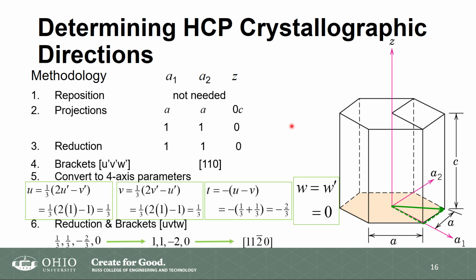So again, for the hexagonal closed pack, because of the fact that we don't have our traditional X, Y, and Z axis, but we have what we call A1, A2, A3, and Z axis, we can translate our 3 Miller indices shown right here into 4 Miller indices.